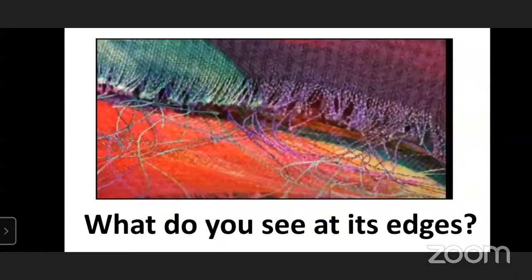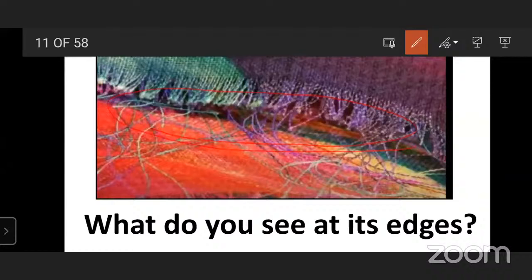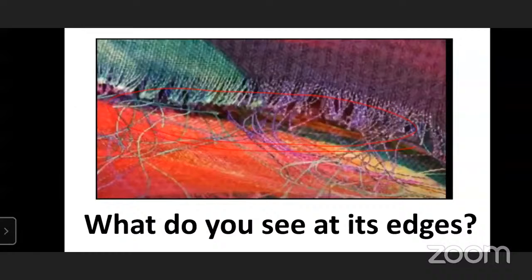What do we see at the edge of the cloth? Yes, children, can anybody tell me? What is this that is left out? Thread. These are the threads. Very good. So from the threads, the cloth is made.